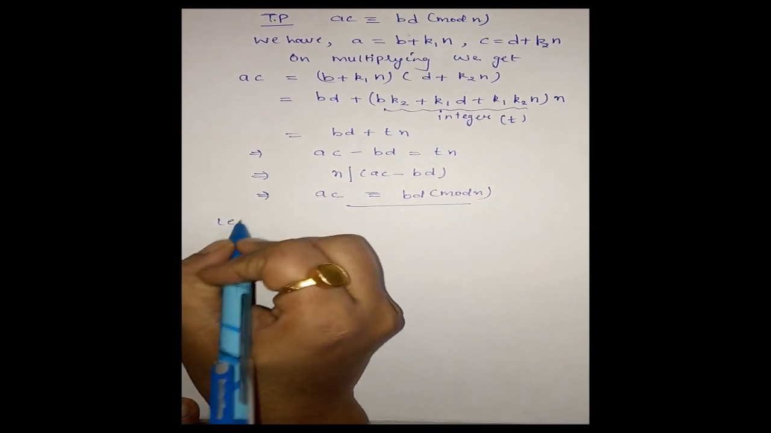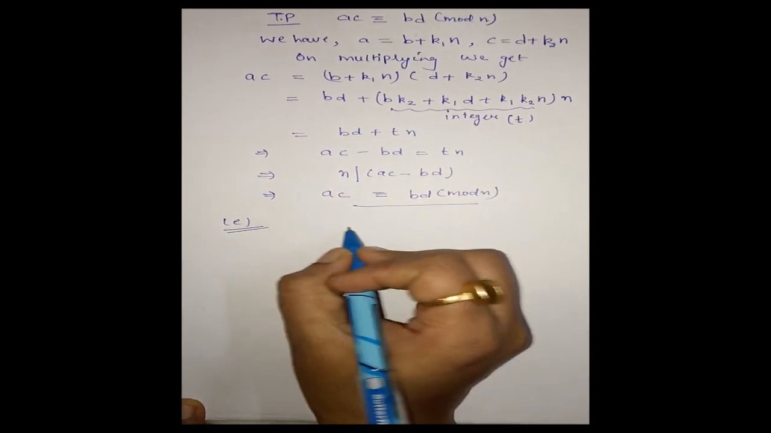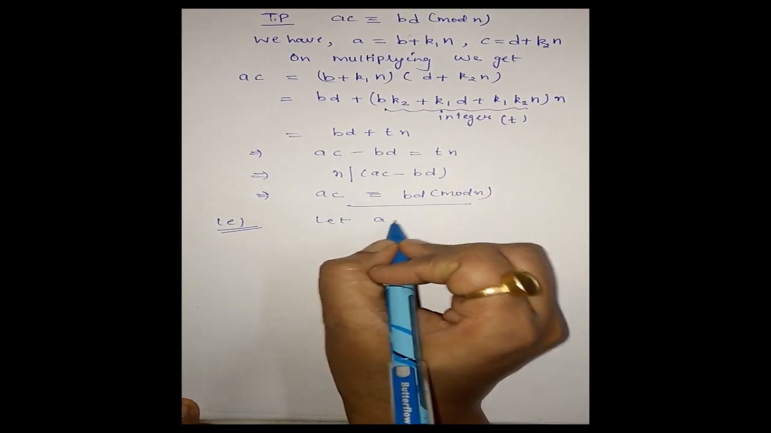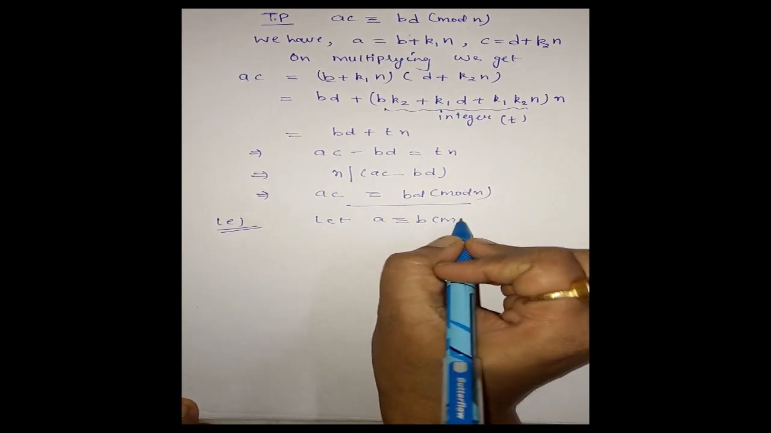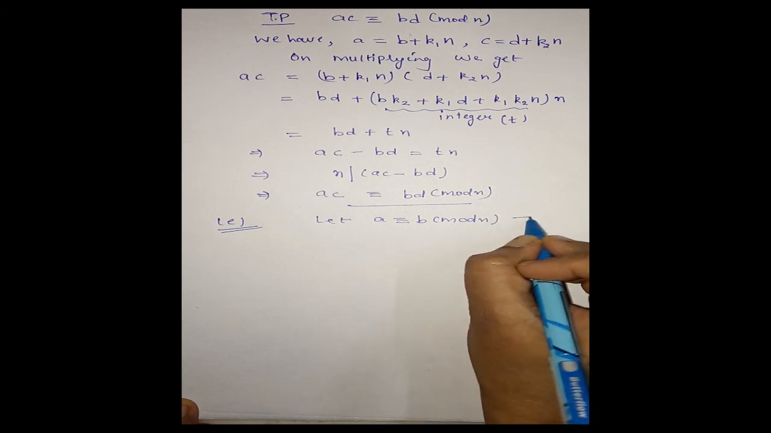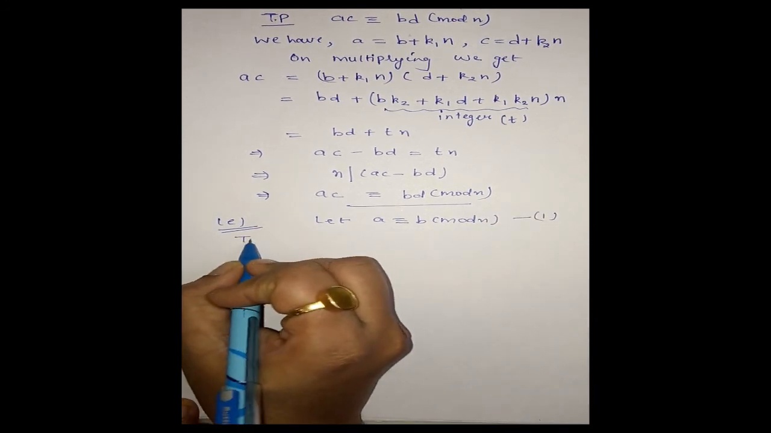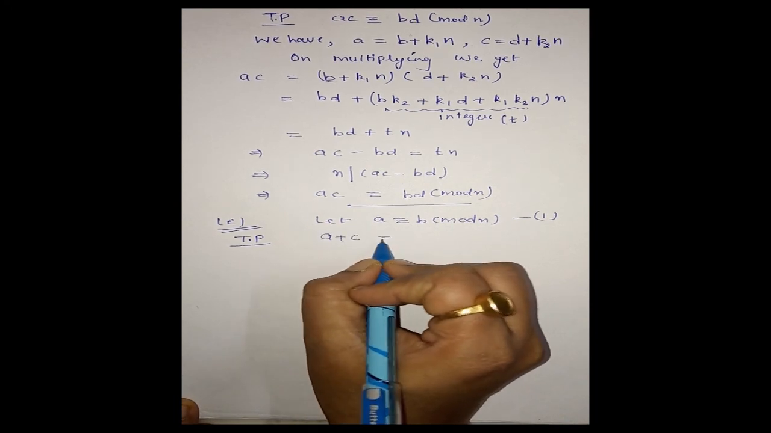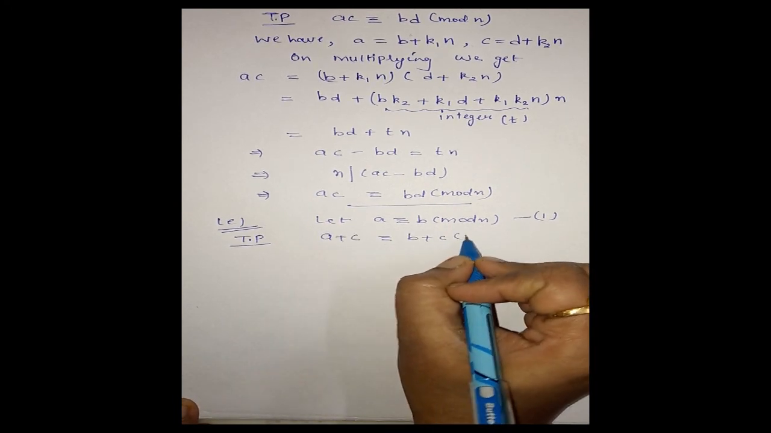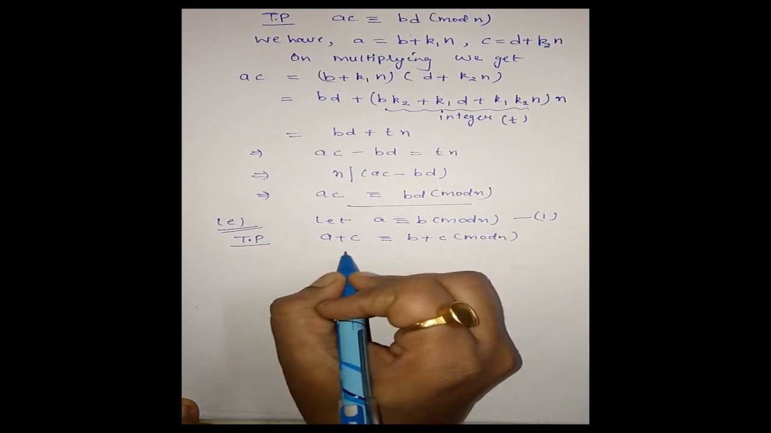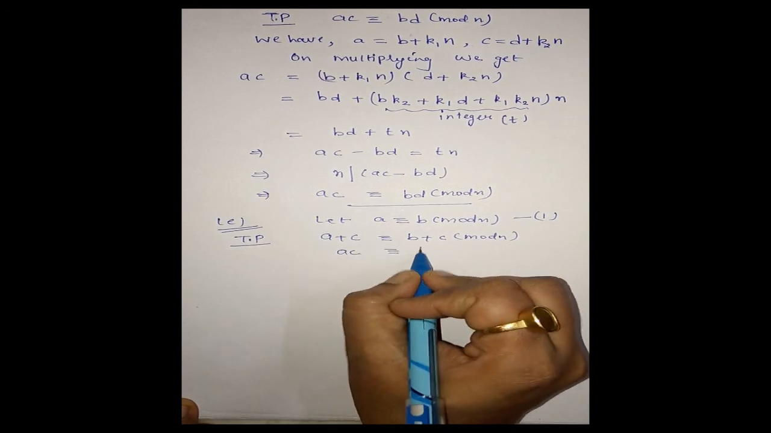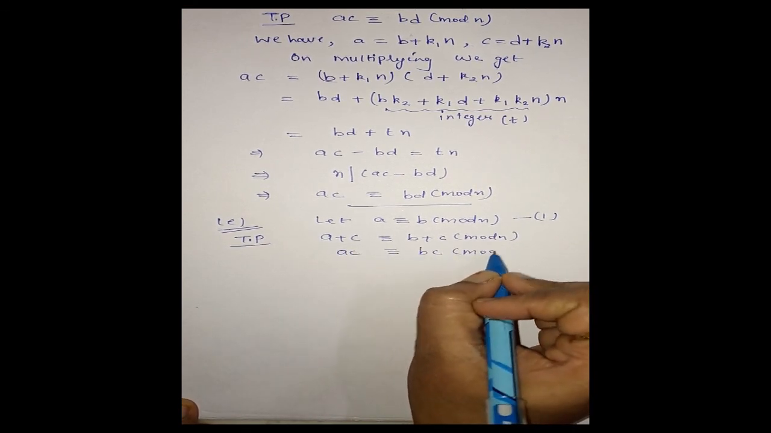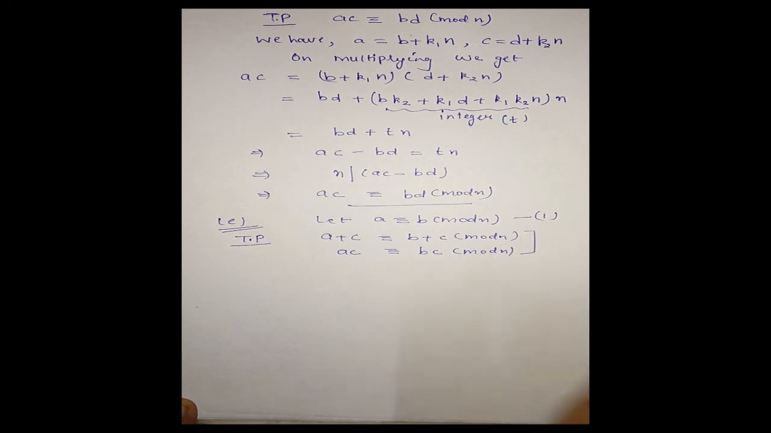Let A be congruent to B modulo N. Let this be equation number 1. To prove: A plus C is congruent to B plus C modulo N, where C is an integer, and AC is congruent to BC modulo N. We will prove these two.